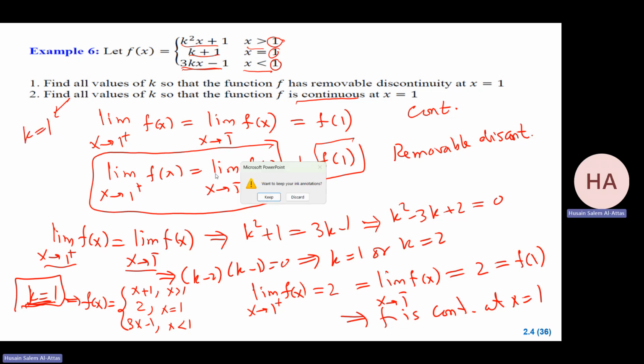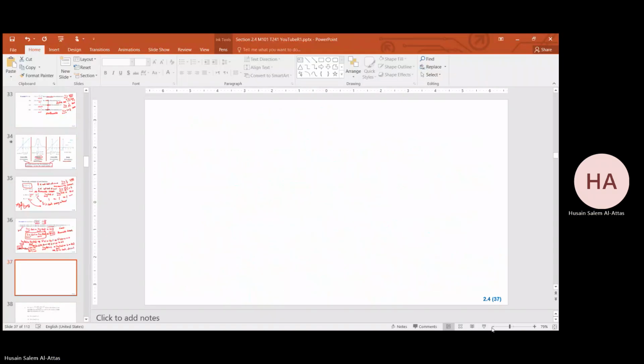Okay, now let me do the same for k equals 2. What will be the function? Let me put k equals 2. It will be 4x plus 1 if x greater than 1, and 3 if x equals 1. And the last one, with k equals 2: I have 6x minus 1 if x less than 1.